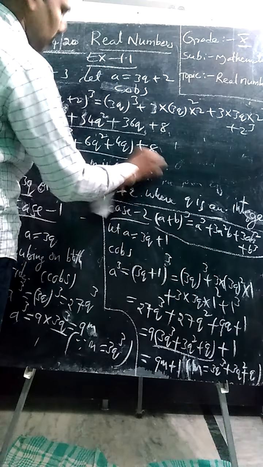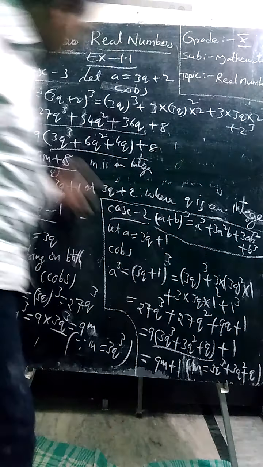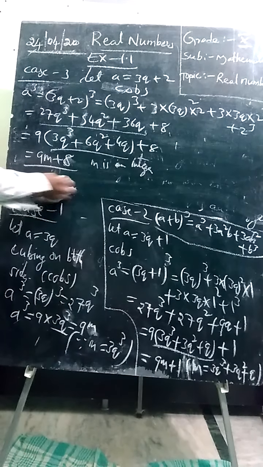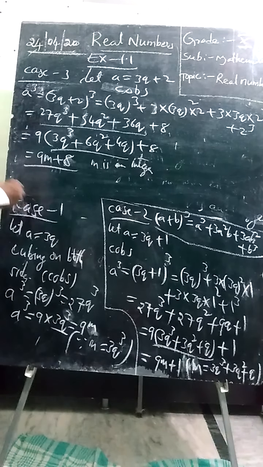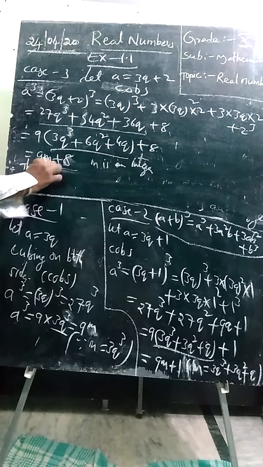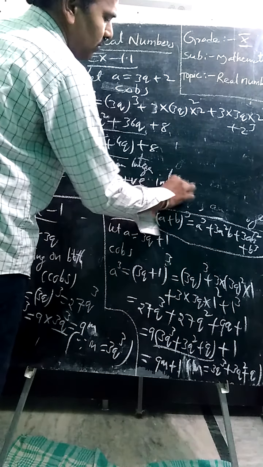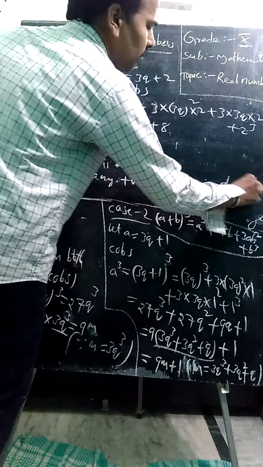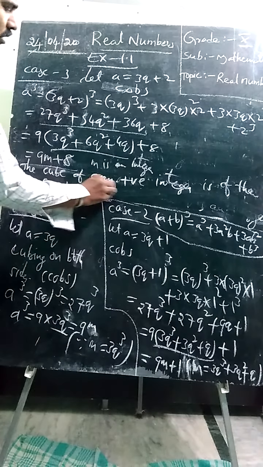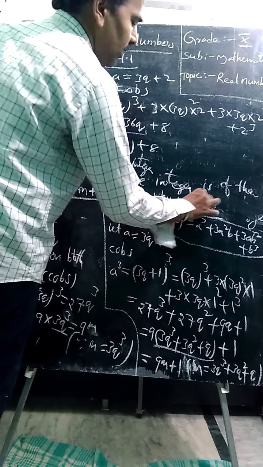So we can conclude that the cube of any positive integer is in the form of 9m, 9m plus 1, or 9m plus 8. At the last, write the conclusion statement. Students, once again I am repeating, without a conclusion statement your problem is not complete. So you have to write the conclusion statement. Therefore, the cube of any positive integer is of the form 9m or 9m plus 1 or 9m plus 8, where m is an integer.